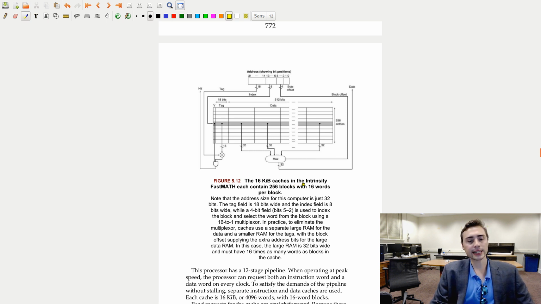So this is a 16K cache with the Intrinsity FastMATH. Each contains 256 blocks with 16 words per block. Nothing terribly special here. All we're basically doing is now we have a cache that is a larger size, so instead of holding, say, 64 bits, we're now holding 512 bits. Each of those 512 bits gets split into 32-bit chunks, and we have this multiplexer that uses these lower bits to decide which part of this larger structure we're actually accessing.